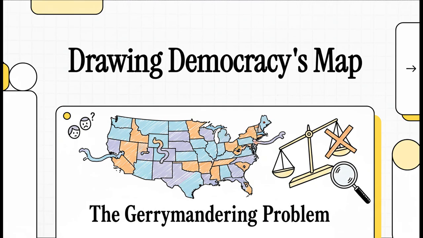Hey everyone and welcome. Today we are jumping into one of the most powerful and honestly one of the most confusing processes in American democracy, congressional redistricting. We're going to break down how the very map of our country's politics gets drawn. So let's get right into it.